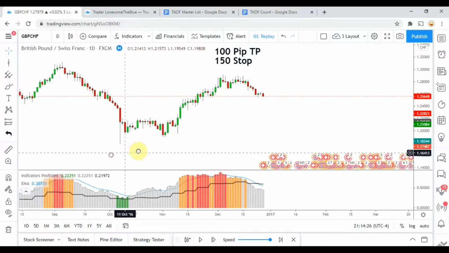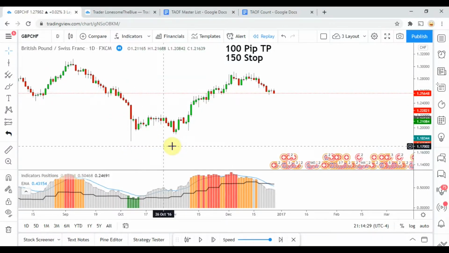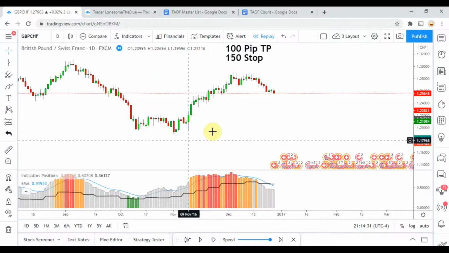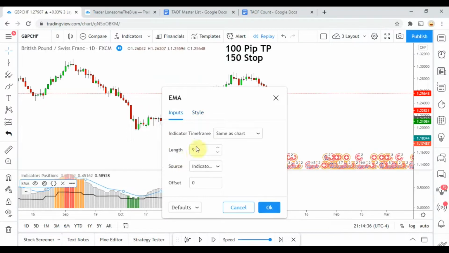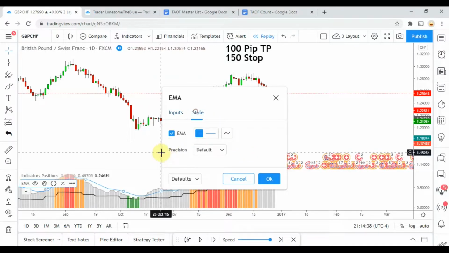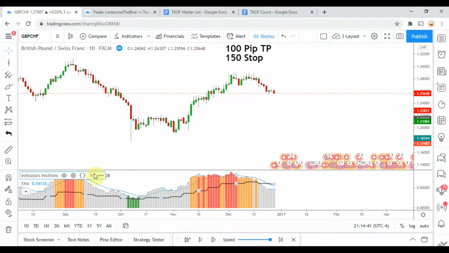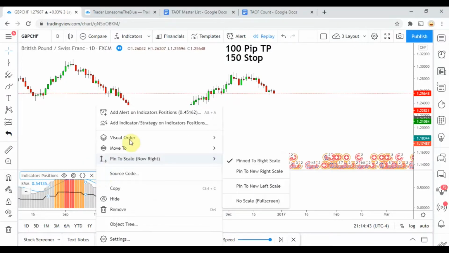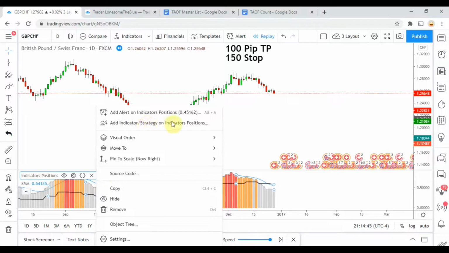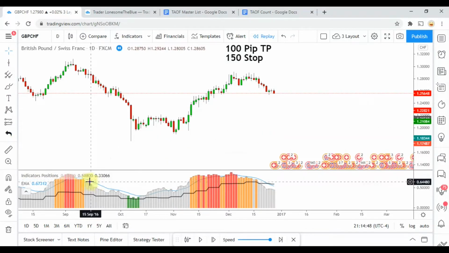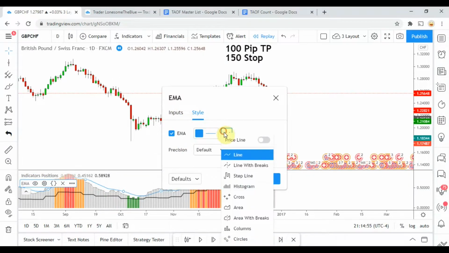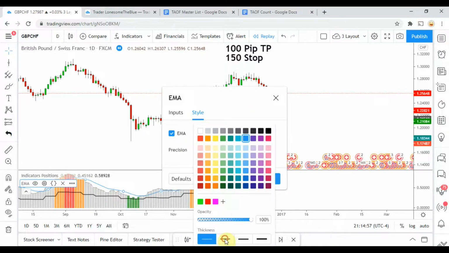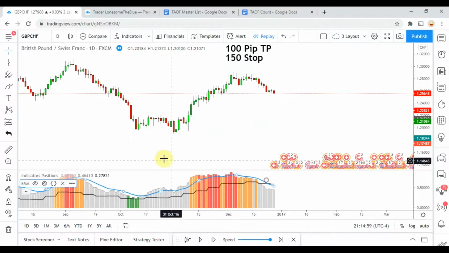Now, what I've done is to actually signal when we should enter short or long, I've added an EMA, and this is just on a 9 period, and I just added it to the indicator's position. So I clicked right here on these little three dots and added it to the indicator's position. I didn't change anything else as far as the input on it, just left it like that. And again, it's on a standard 9 period. I think I will bump up the line weight a little bit on this so it's a little bit easier to see.